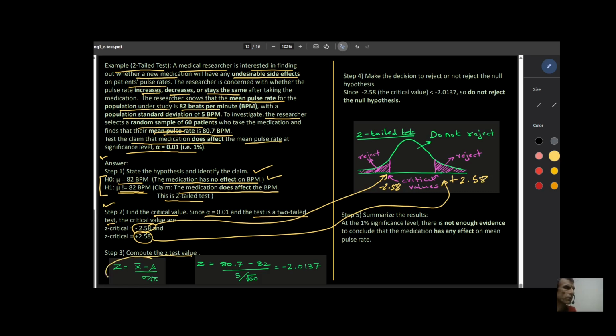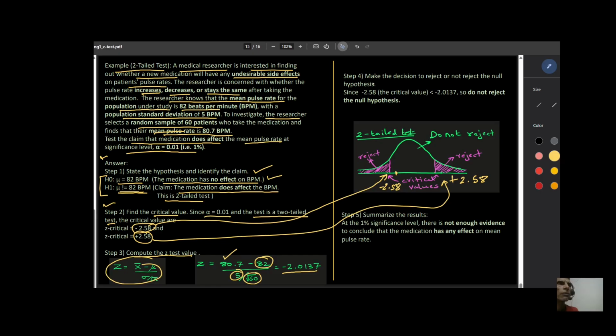Now you compute your z-test value. This is the formula I use. I put in my sample mean, my population mean, my standard deviation, and my sample size. My answer comes out to be minus 2.0137, which will be somewhere in this area.